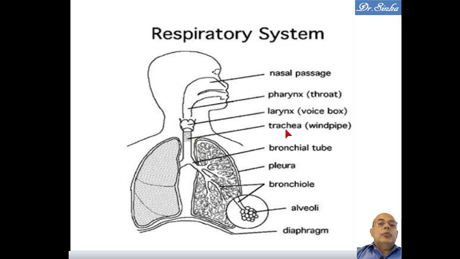Inflammation of trachea is called tracheitis. Symptoms will be croup and cough. Inflammation of bronchi is called bronchitis and symptom will be cough. Inflammation of bronchiole is called bronchiolitis and the symptom will be wheeziness. Inflammation of alveoli is called alveolitis, and when the alveoli is filled with inflammatory fluid, it is called pneumonia and the symptom will be breathlessness.